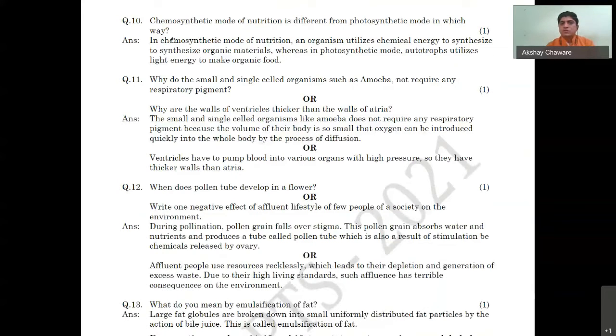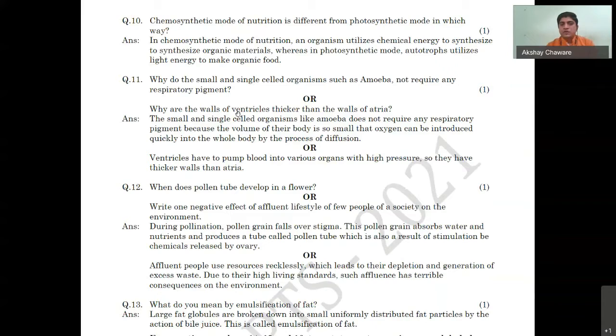Now, the chemosynthetic mode of nutrition is different from the photosynthetic mode in which way? We have to put one difference only. In the chemosynthetic mode of nutrition, an organism utilizes chemical energy, and in photosynthetic we use sun energy, that is light energy. Why do small single-celled organisms such as amoeba not require any respiratory pigment? The simple answer is because the volume of their body is so small that oxygen can be introduced quickly into the whole body by the process of diffusion only. That is the only expected answer.